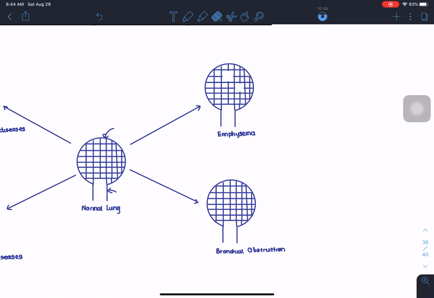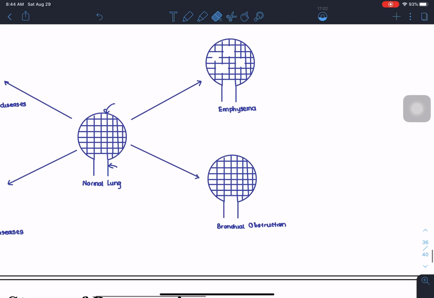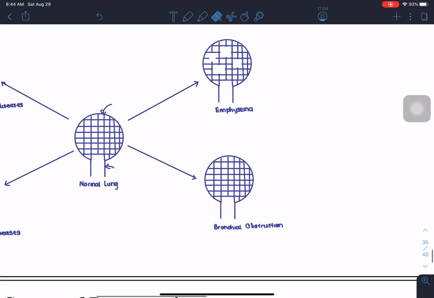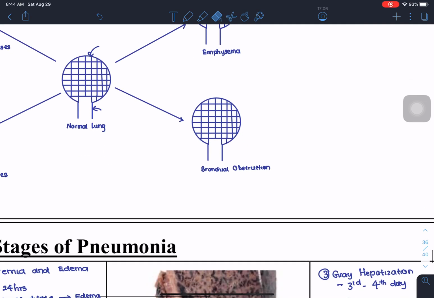Look at this. Now as you can see, the surface area for exchange has decreased. That is emphysema. I will talk about that later. Next, bronchial obstruction. So now we are talking about the bronchi. There's going to be obstruction here, usually by mucus.